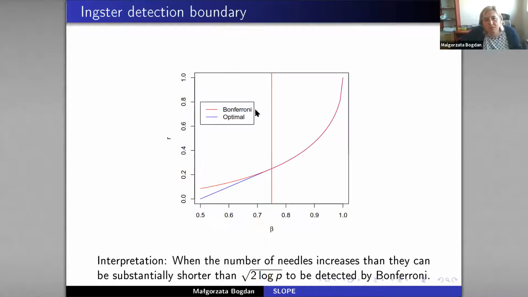But then you have to use specific tools. So if you want to perform somewhere between the needle in a haystack and the many small needles, there are some specific tools like the higher criticism test, which I'm not going to discuss.